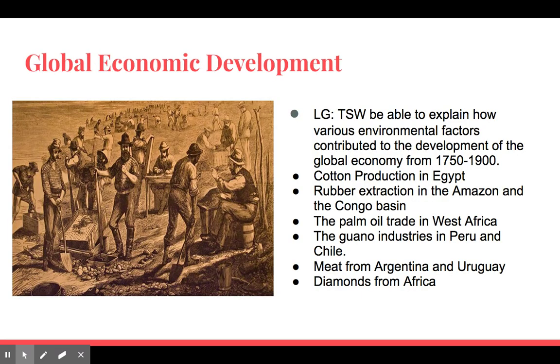Students were also asked to explain how various environmental factors contributed to the development of the global economy. We had several different products or commodities that were exploited throughout the world. You had to independently research and find out about them, examples being cotton in Egypt, the palm oil trade in West Africa, or diamonds, particularly in South Africa.